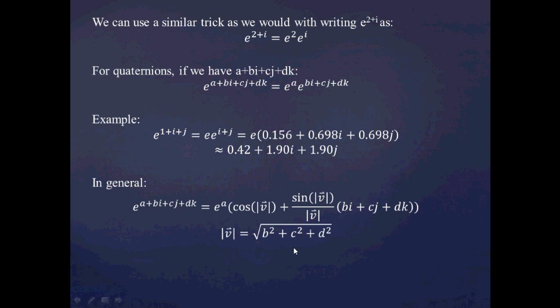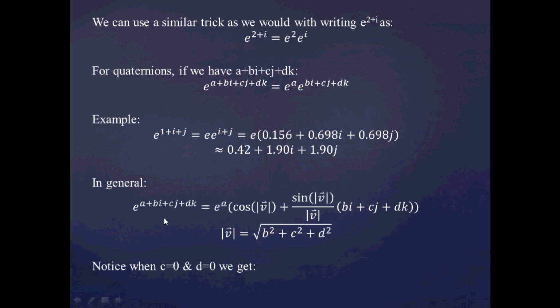And notice I've changed the letters a little bit here. But again, the length of v is given by the square root of the sum of squares of the components, which were b, c, and d. And this allows us to calculate the quaternion exponential of any quaternion.